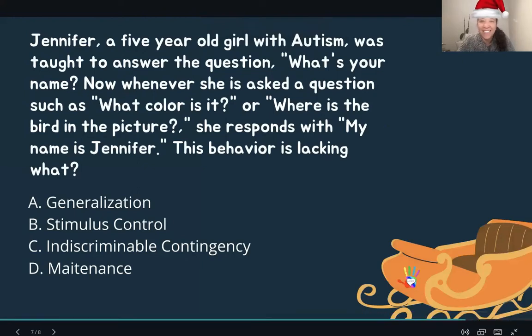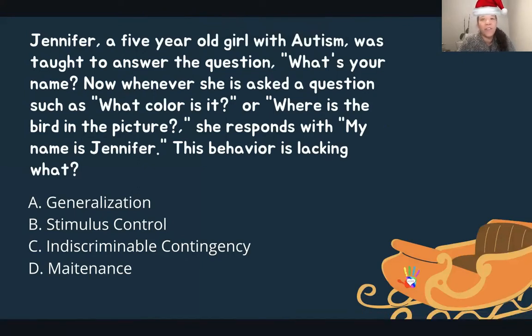All right, guys, let's look at the question. It says, Jennifer, a 5-year-old girl with autism, was taught to answer the question, "What's your name?" Now, whenever she's asked a question such as, "What color is it?" or "Where is the bird in the picture?" she responds with, "My name is Jennifer." This behavior is lacking what?